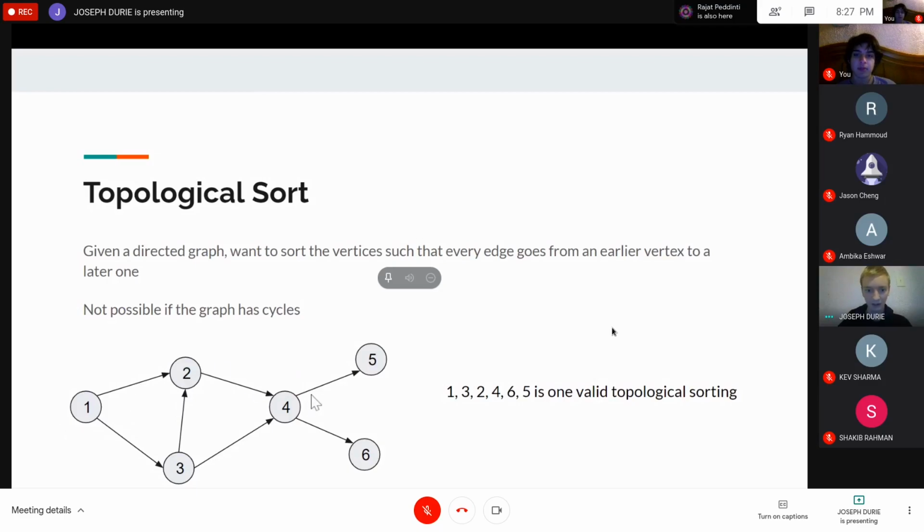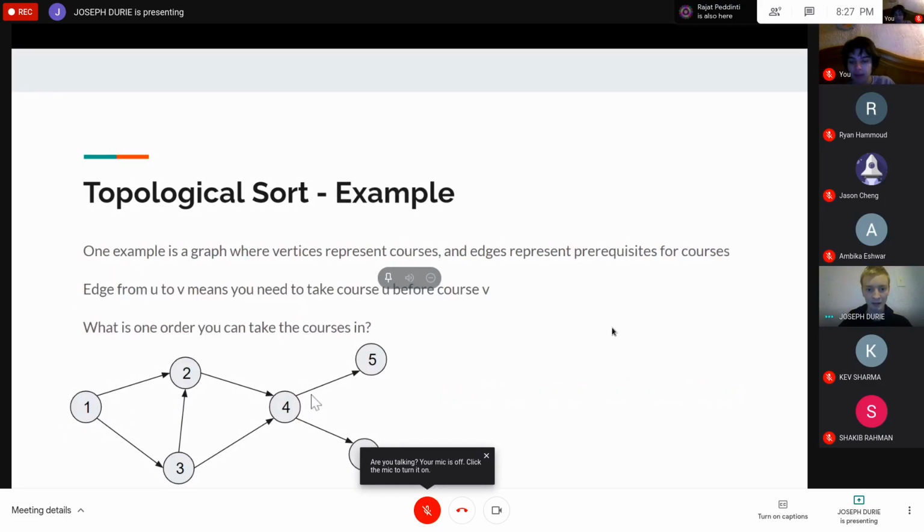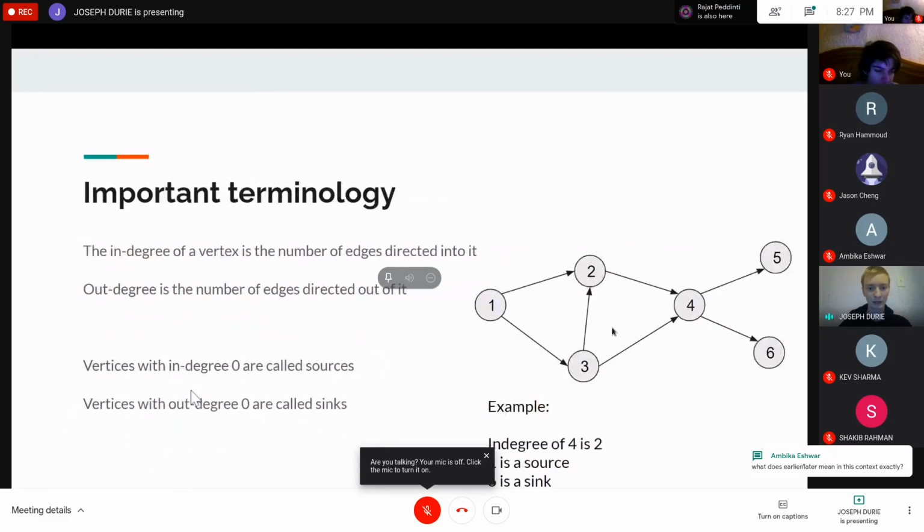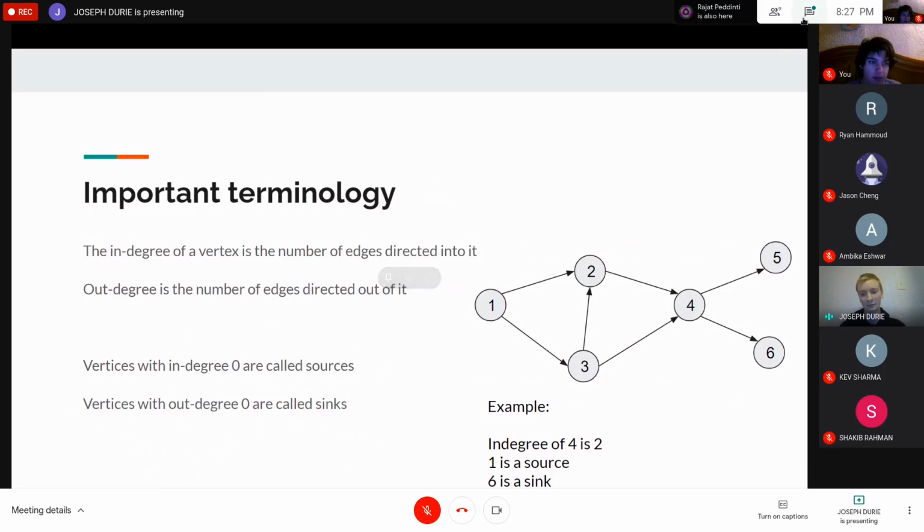Okay. So basically, the idea here is we're going to do sort of a greedy approach. But before we get into that, just some quick terminology stuff for directed graphs. So we say that the... I got a question. Oh, okay.